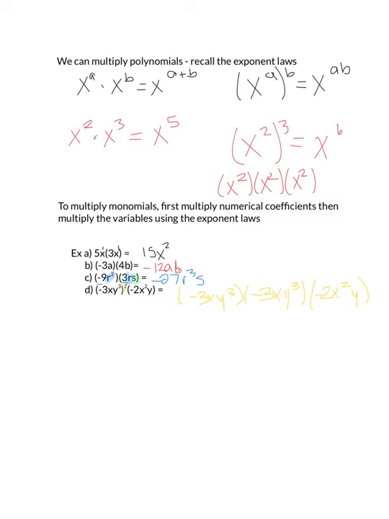So I'm going to take a look at my numbers first. I've got negative 3 times negative 3 times negative 2. That's going to give me 18. Then I'm going to take a look at my x's. So I've got x squared. That's going to leave me with x to the 4. And then I'm going to take a look at my y's. I've got y cubed, and y. That's going to leave me with y to the 7. 3 here, and then 1 more here.